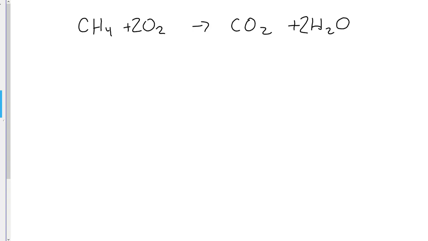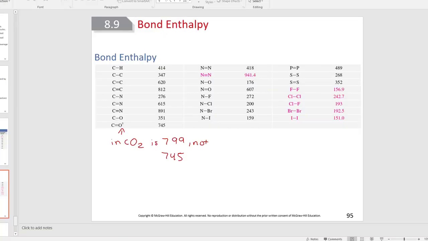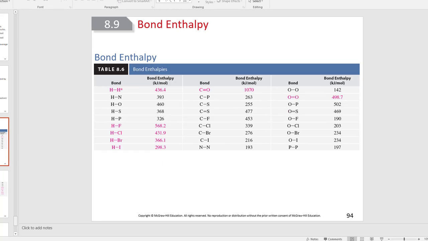So if I look at my table of bond enthalpies, here's why I have a lot of students raising their hand on the test in a panic, and I'm like, you didn't practice this when you were studying, did you? And they're like, it says to use the bond enthalpies, but when I look at the table of bond enthalpies, I'm not seeing CH4 anywhere. I don't see CH4 anywhere because is CH4 a bond? No, it's a molecule. These are bonds.